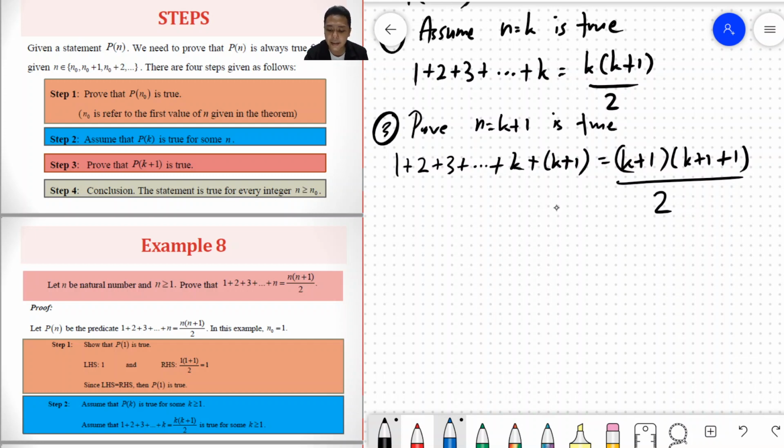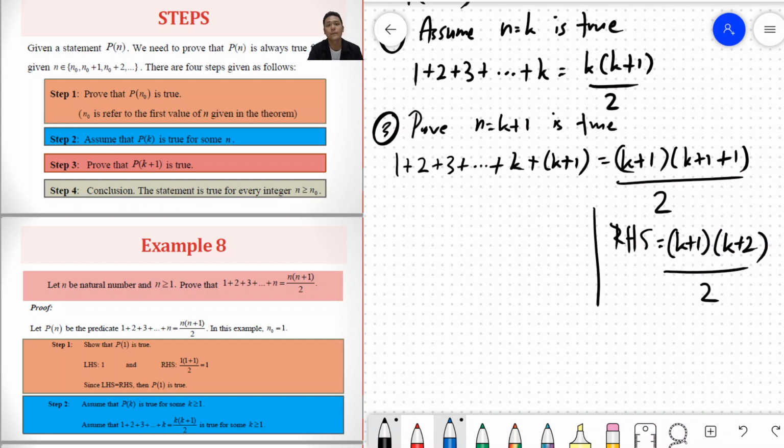And independently, you need to show what is your left hand side and what is your right hand side. It doesn't matter where you start, as long it can show that it will be equal at the end. Suppose I want to start at the right hand side first, because this is much easier to see for you guys. It will be equal to (k plus 1) times (k plus 2) over 2.